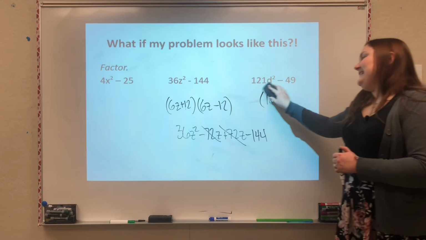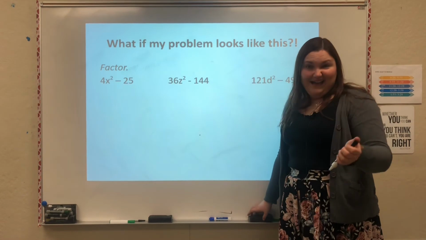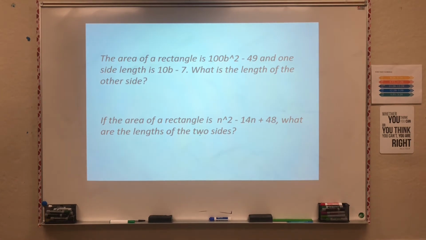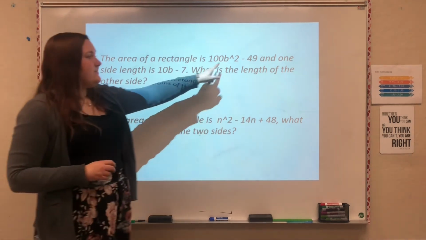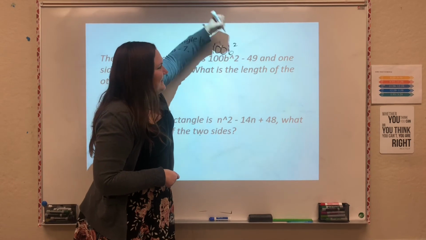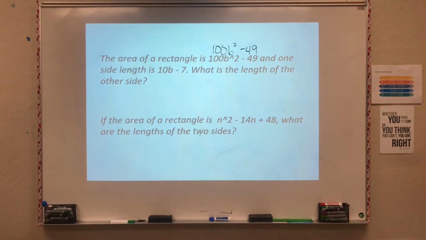There is one last slide to this lesson, and on that last slide we're going to look at some other ways this skill can be asked. For example, I could tell you that the area of a rectangle is 100b squared minus 49. Just a reminder that we use that little caret to show when something is an exponent. So that says 100b squared minus 49. So the area of a rectangle is 100b squared minus 49, and one side length is 10b minus 7. What is the length of the other side?